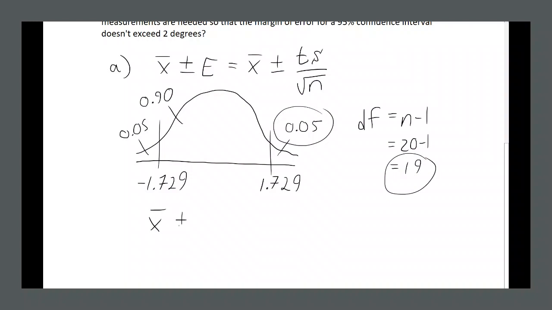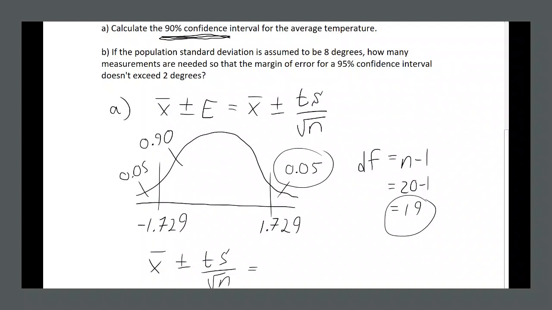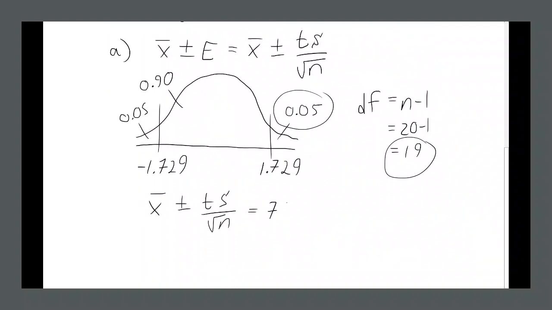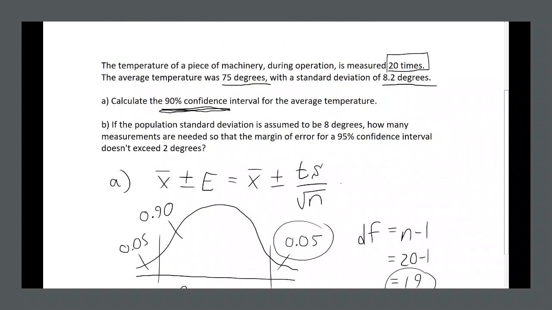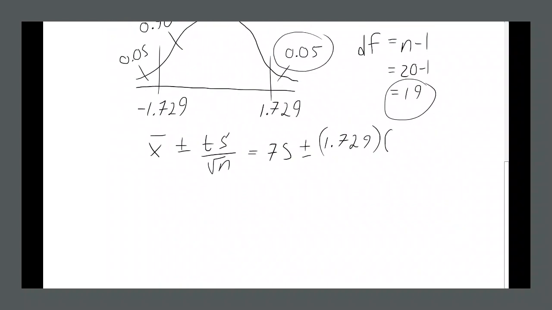X bar plus or minus t s over the square root of n. Our x bar is 75 degrees. Our t-value, 1.729. Our standard deviation was 8.2 degrees. And our sample size was 20. So we'll have the square root of 20 at the bottom. And then we just perform this calculation.